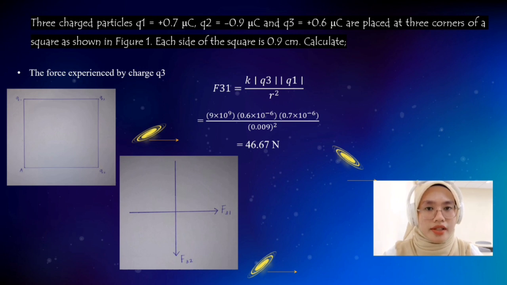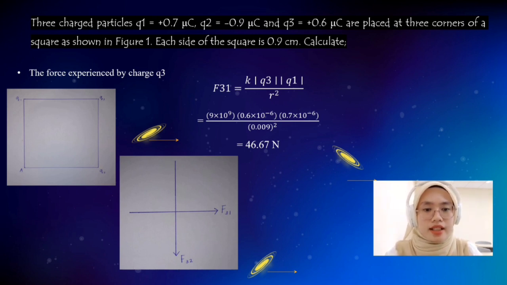Q3 is 0.6 times 10 to the power of negative 6 because the charge is in microcoulomb, so we must multiply by 10 to the power of negative 6. Same goes with charge Q1, which is 0.7 times 10 to the power of negative 6, and divided by the radius to the power of 2. So the radius is 0.9 centimeter, but we must convert the radius into meter. So it will be 0.009 meter to the power of 2.